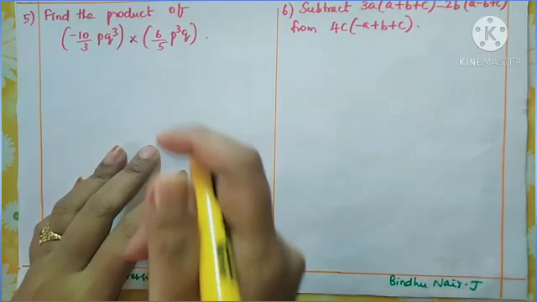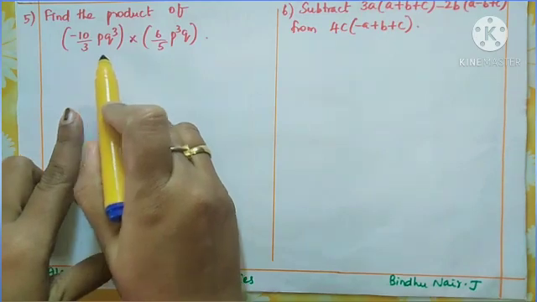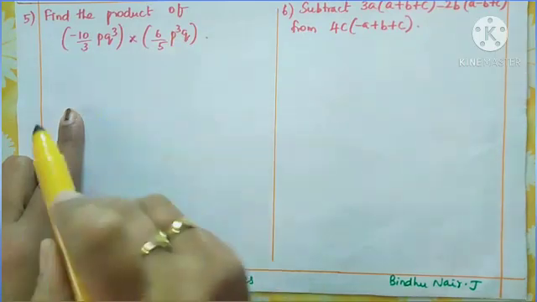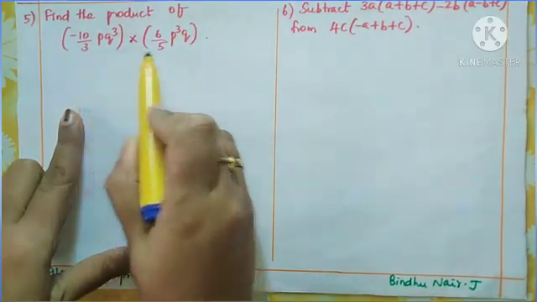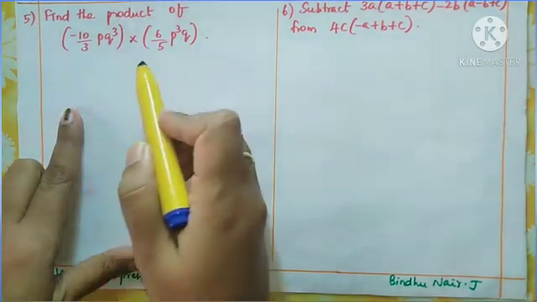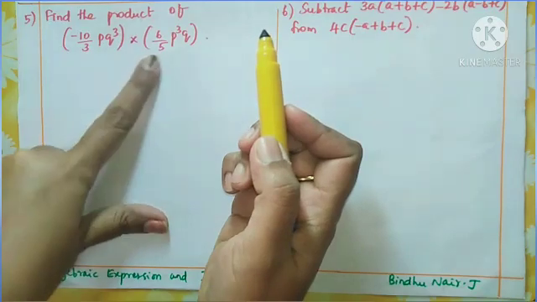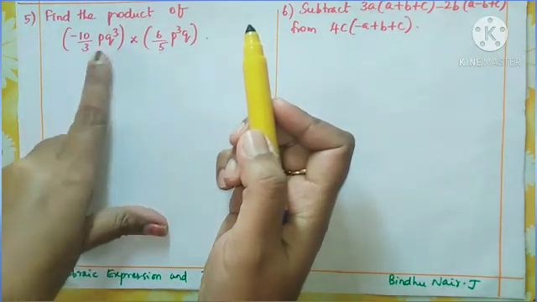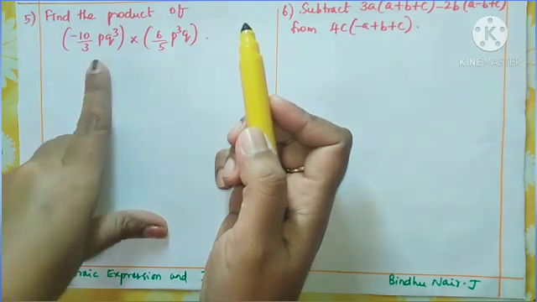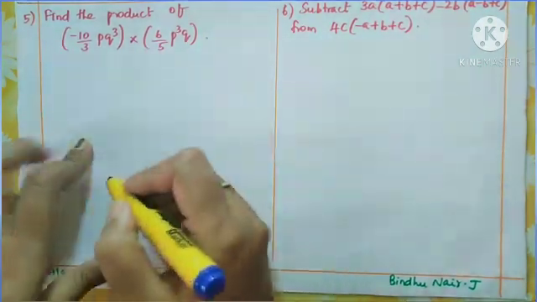Listen to this question, children. Find the product of −10/3 pq³ into 6/5 p³q. Okay, so this is a monomial and this is also a monomial. Here we need to multiply the two monomials. Okay, so because here is the product, you want to multiply those coefficients first, then you can see p here. So combine the p and multiply. Similarly, multiply the q variable. When you are multiplying like variables, you want to always remember that you need to add the powers.